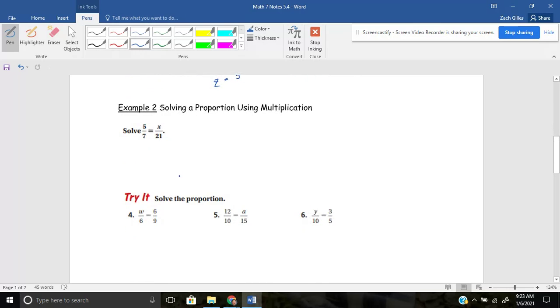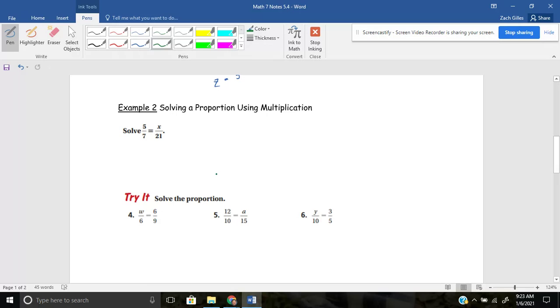Next, we'll move on to using multiplication to solve these, and we're going to solve them kind of similar to how we solved equations back a couple of chapters ago. Okay, so it says solve 5/7 is equal to x over 21.